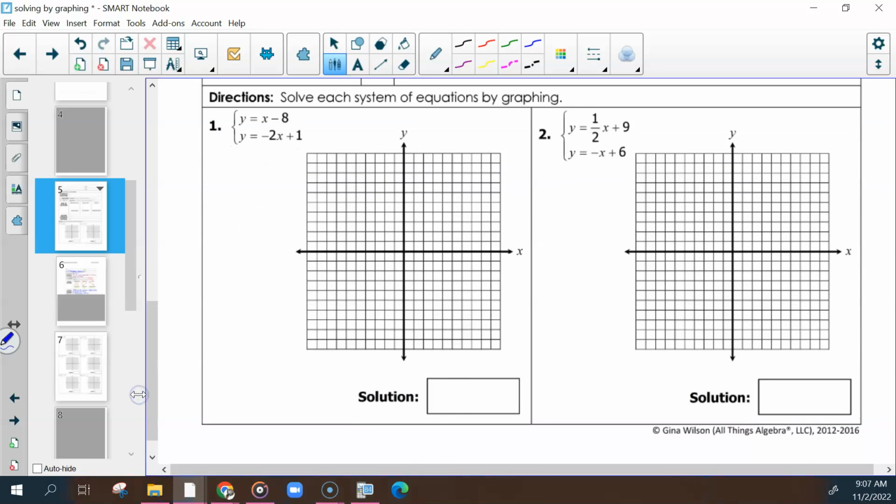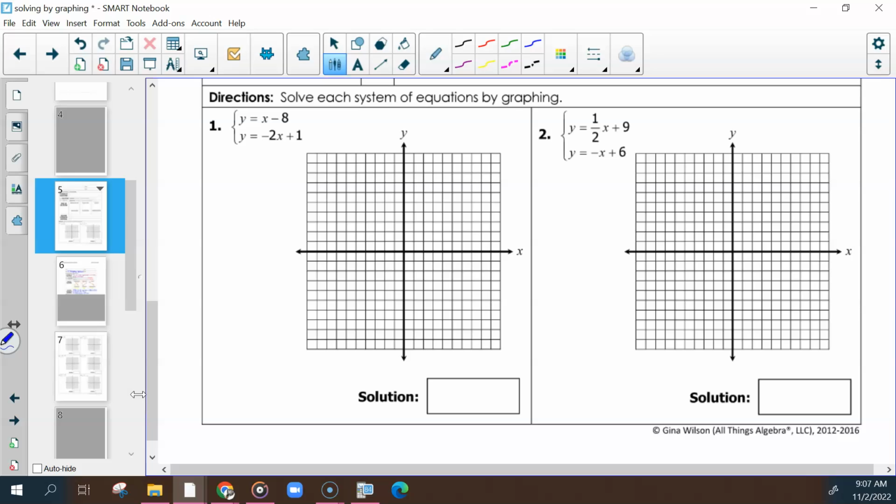So let's put those steps into practice. Let's start with number 1. Do we have to change the format of these to slope-intercept form? No, they're already in slope-intercept form, so skip step 1.